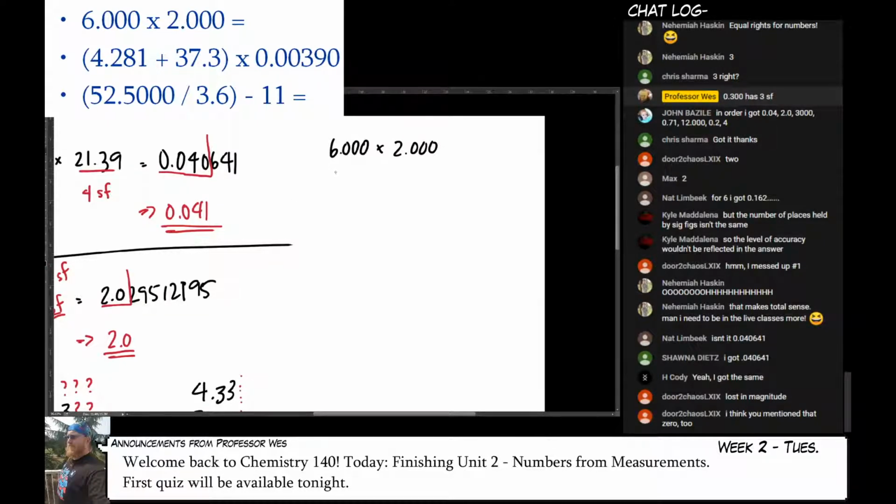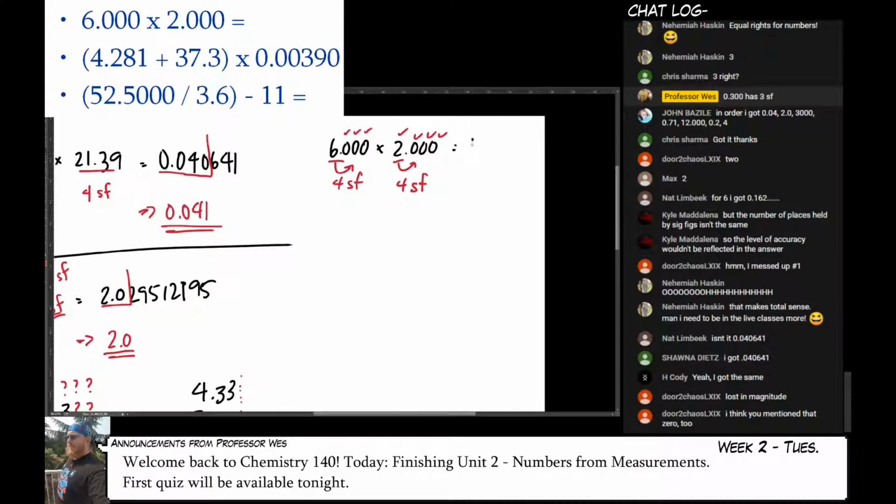How many sig figs do each of these numbers have? Well, they're all decimals. So we use the decimal rule. This is a sig fig. Any zeros to the right also count. So this is 4 sig figs. Same thing over here. If I multiply two numbers with 4 sig figs, my answer should have 4 sig figs.